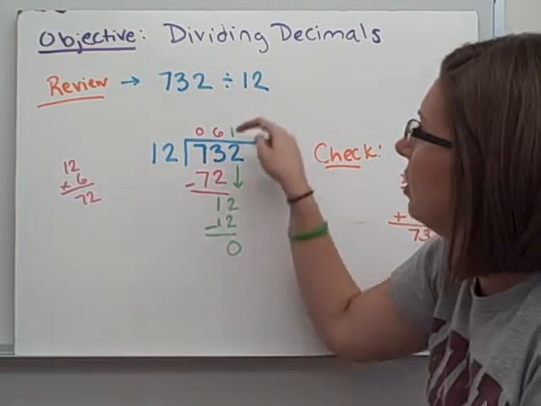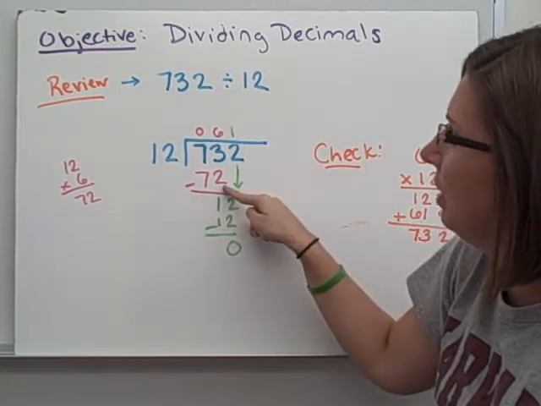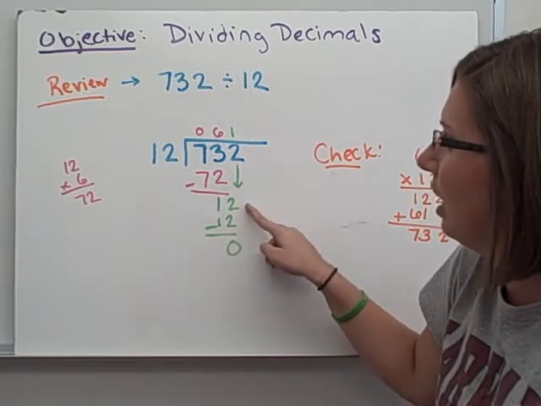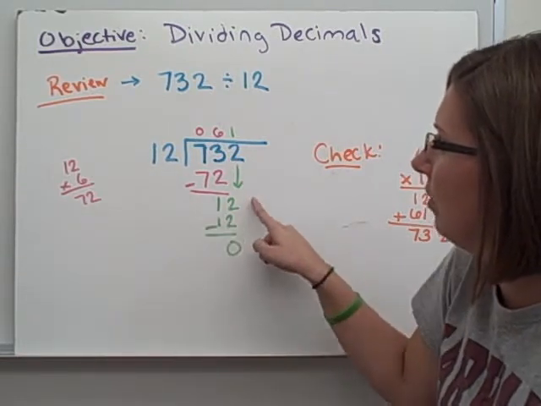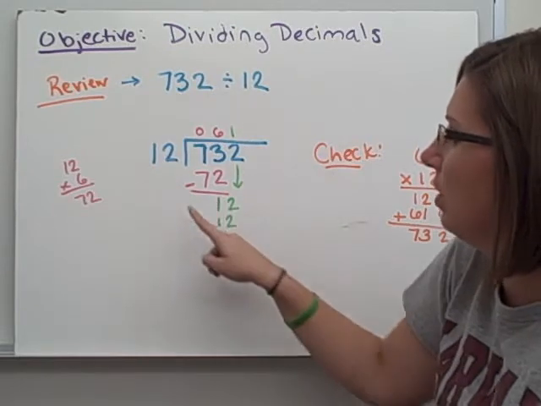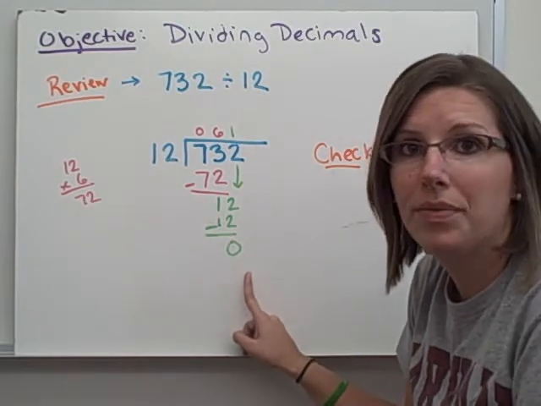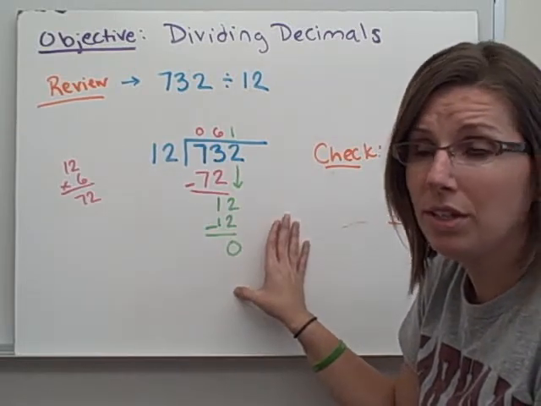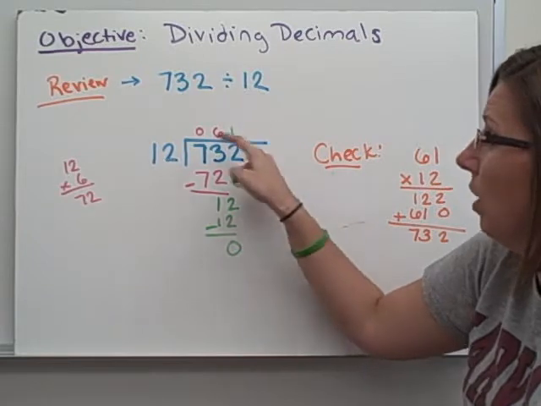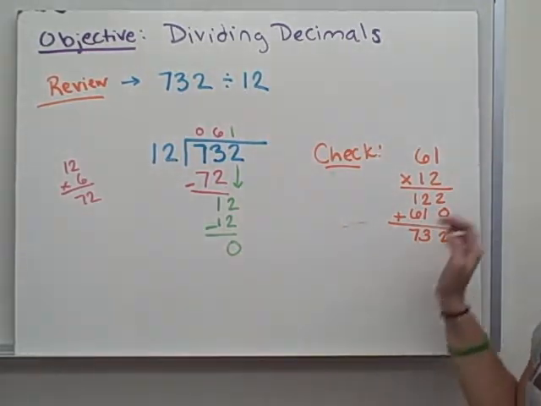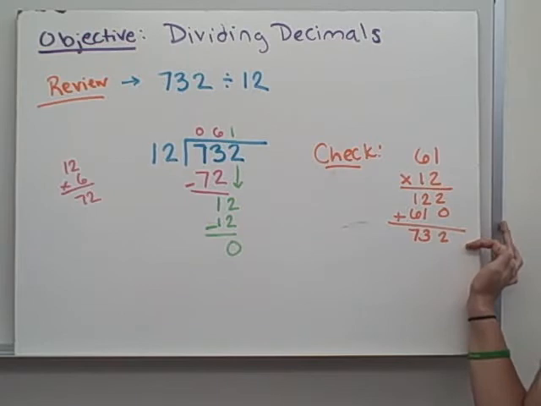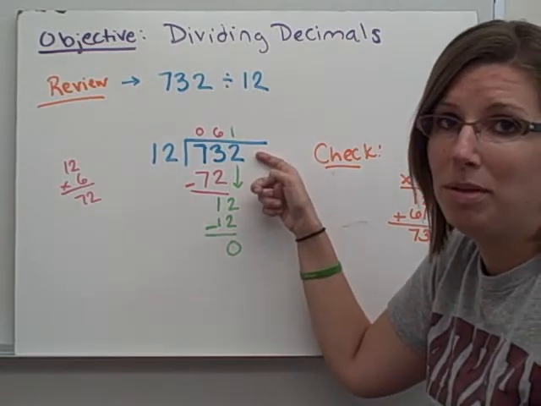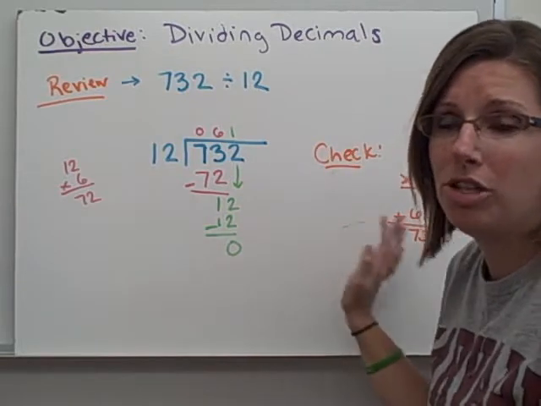12 times 6 is 72, so I write 6 up here and 72 down here, and I subtract. 73, take away 72 is 1. I bring down my remaining number, and then I notice 12 goes into 12 one time. 1 times 12 is 12, and I have a remainder of 0. So that's how I do long division. I can check my answer by just multiplying what I got, 61, by 12. 61 times 12, here's my math, and I end up getting the same number that was on the inside of my problem to begin with. So my answer checks out.